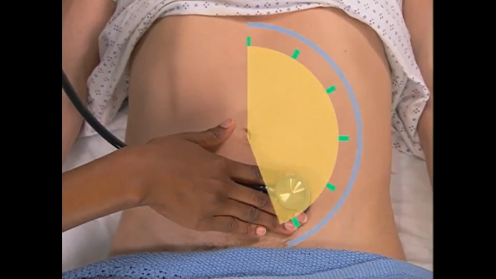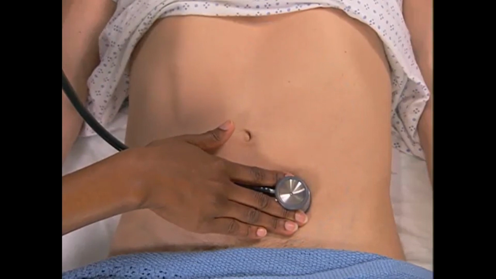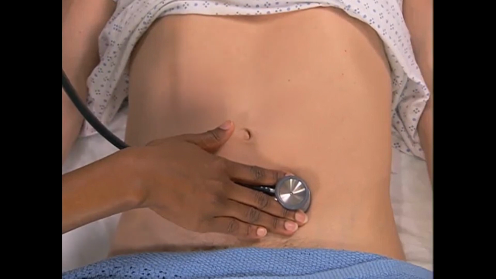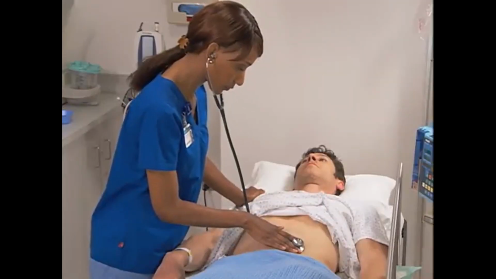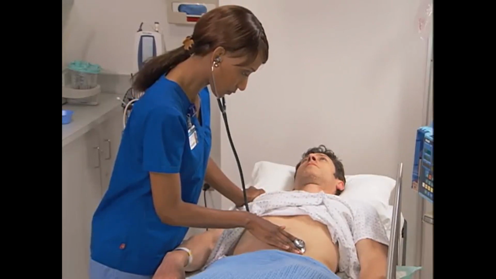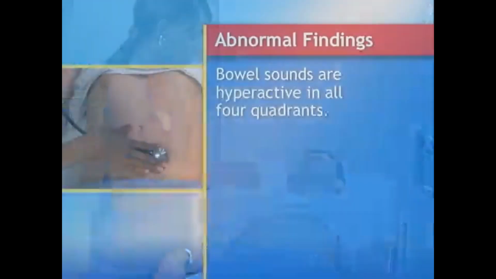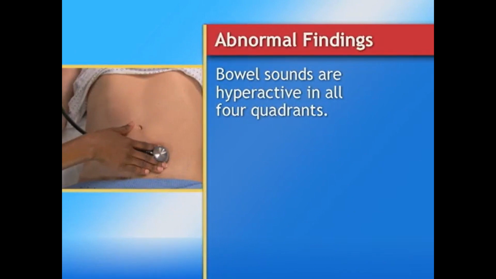Bowel sounds normally occur every 5 to 15 seconds, roughly equivalent to one sound per breath. Note the intensity, pitch, and frequency of the sounds. Listen for at least 60 seconds when verifying the absence of bowel sounds. Bowel sounds are hyperactive in all 4 quadrants.